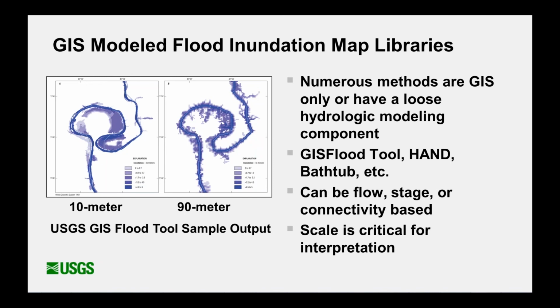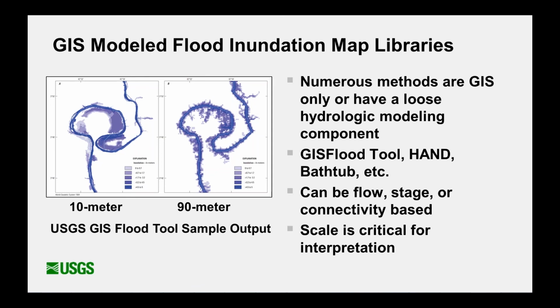Generally speaking, these are going to be geospatial only. Things like the bathtub type model, and HAND is really a poor point. GIS flood tool is kind of a semi-step backwards look. There are lots of different ways to create what areas are going to flood adjacent to the stream line using just GIS techniques.